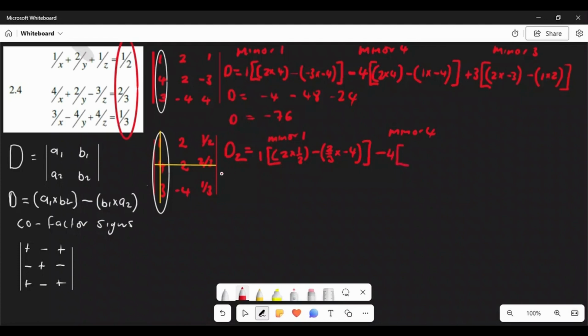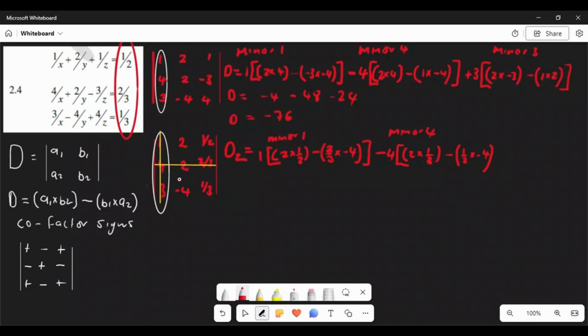Then we start multiplying. It's going to be 2 multiplied by 1 over 3, because it's a1 multiplied by b2. Then minus. Now this one is going to be b1 multiplied by a2. In this case it's going to be half multiplied by negative 4. So we are done when the minor is 4. It's time for us to move to when the minor is 3.